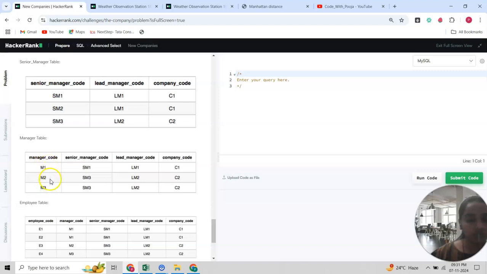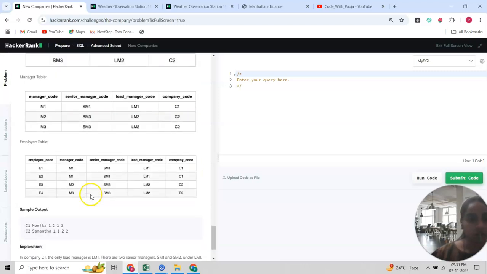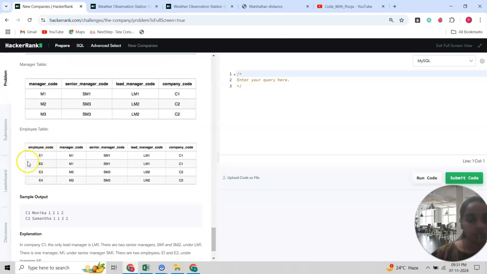So M1, M2, M3 with the manager, and having this senior manager, and the senior manager having the lead manager, and this lead manager belongs to a particular company. Now the employee table will contain the employee code, and the employees belong to a particular manager, and so on and so on. So you got my point.